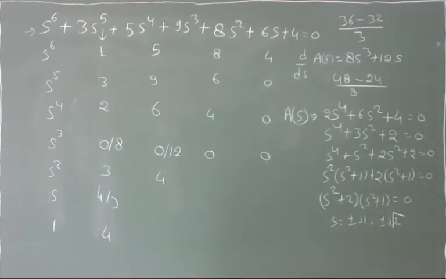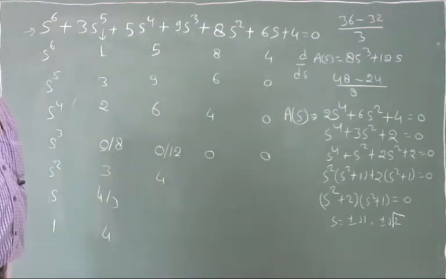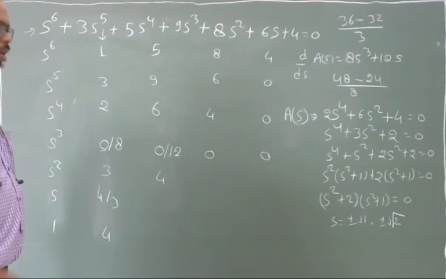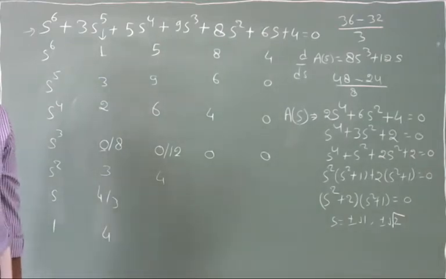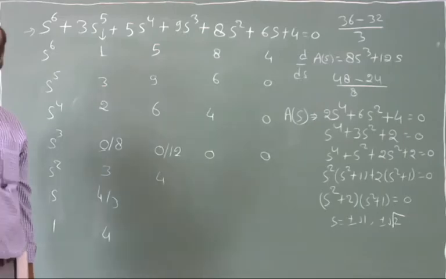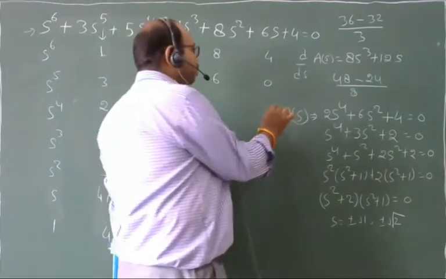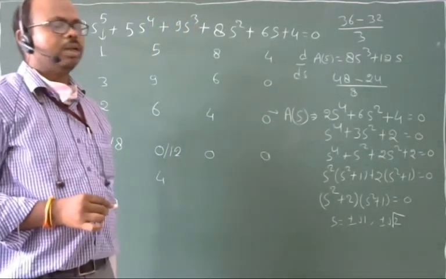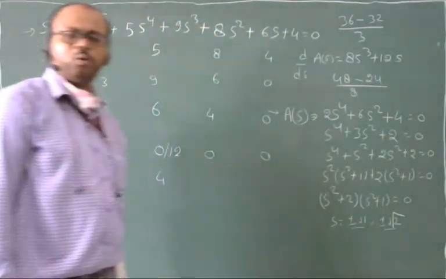But since there is a zero in a row, or we can say there is a row which has all elements 0, the conclusion is there are one or more pairs of imaginary roots. And what we can find from the auxiliary equation is that the roots are plus minus j1 and plus minus j under root 2.